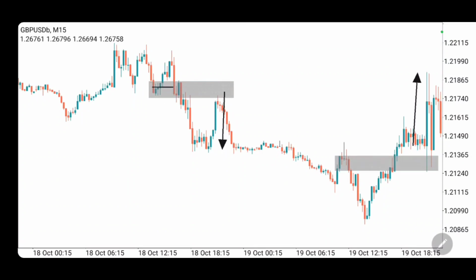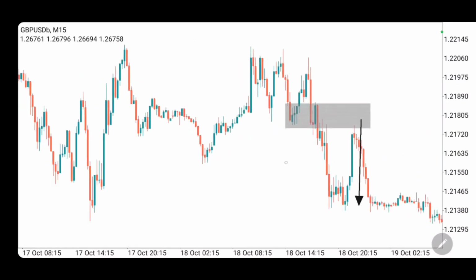This is a supply zone as well. Price ought to have bought from this supply zone. Okay, price ought to have bought from the supply zone, but what happened? The market broke through the supply zone, came back up to the supply zone, and did what? And sold. All right, and sold from the supply zone.